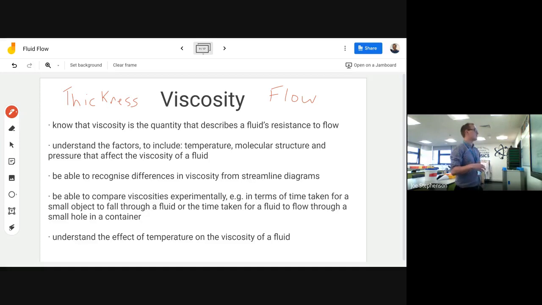So what we're going to do to start with is just talk about what we mean by viscosity in terms of resistance to flow, understand the factors that can impact upon viscosity, and then begin to be able to recognize differences in viscosity from streamline diagrams. Then we're going to talk about ways that we can experiment to test viscosity and consider the effect of temperature on this. Some of this you might already be comfortable with, because a lot of it is common sense, but then we need to make sure that we understand the physics behind it.